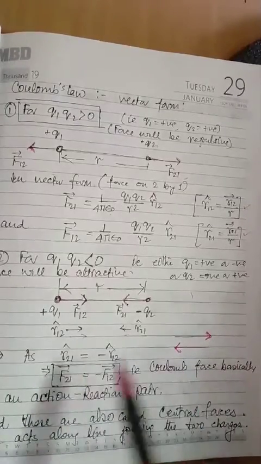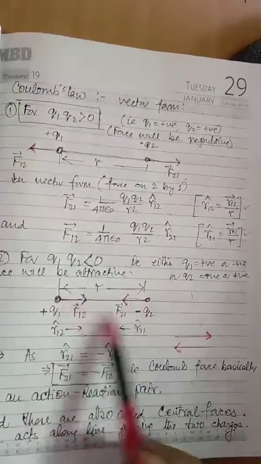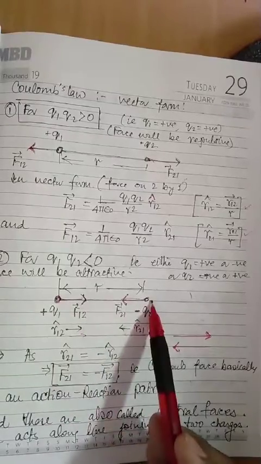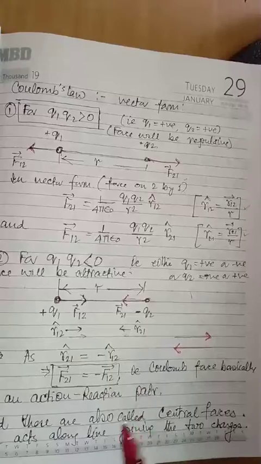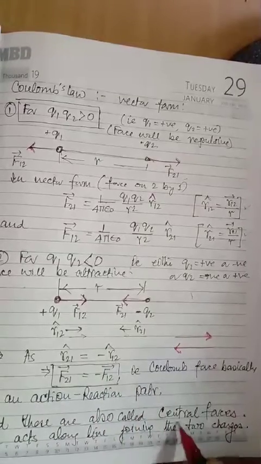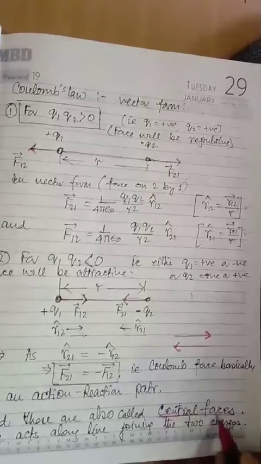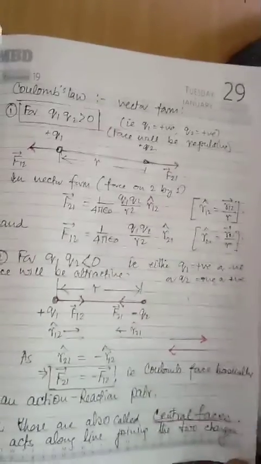and since this force acts along the line joining the two charges, only this line, that is why these types of forces are also known as central forces. Central forces are the forces which act along the line joining the centers of the two point charges.